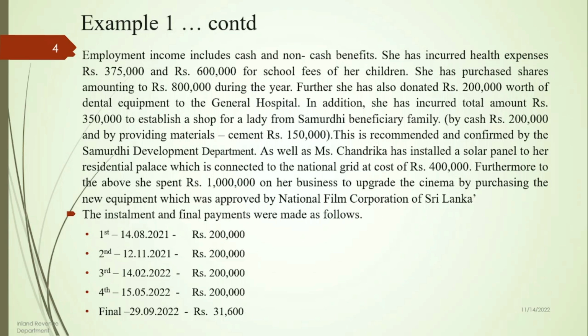For the first installment, she paid 200,000 on 14th of August 2021. Another 200,000 she paid on 12th November 2021. That is her second payment. Her third payment was made on 14th February 2022. That is 200,000. And fourth payment, that is 15th of May 2022. That is 200,000. Finally, she has made her final payment on 29th September 2022. That is 31,600.